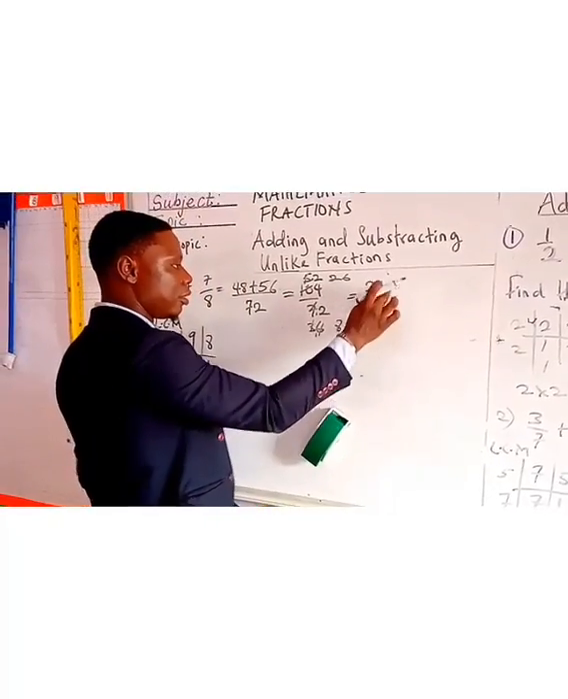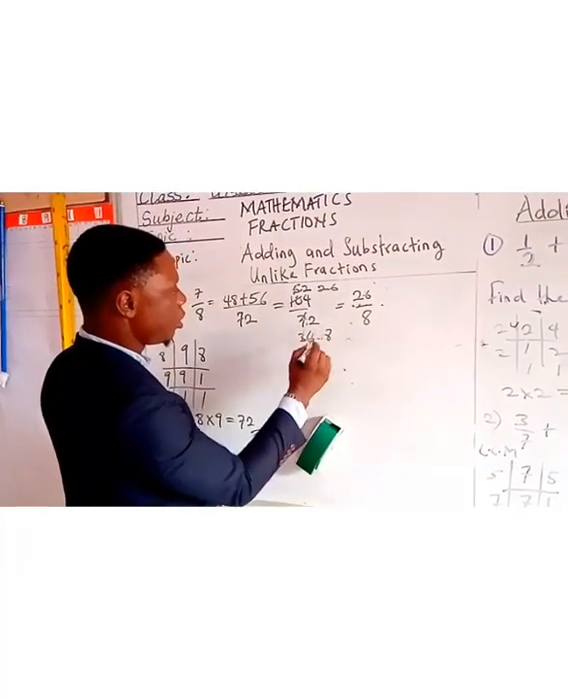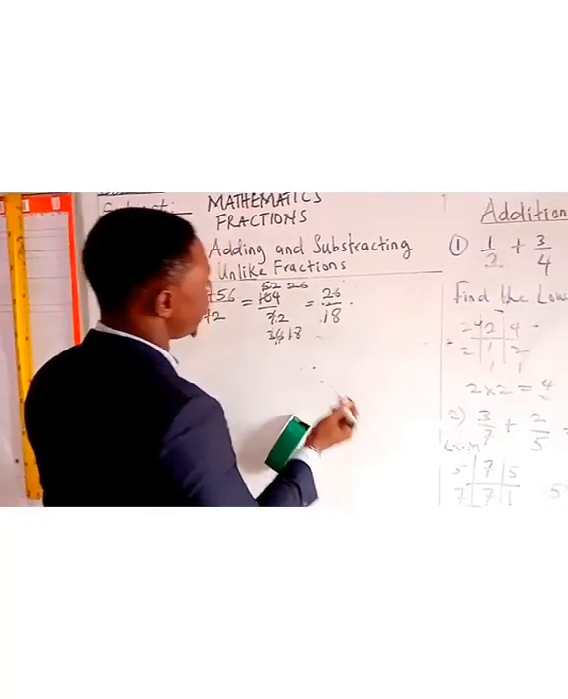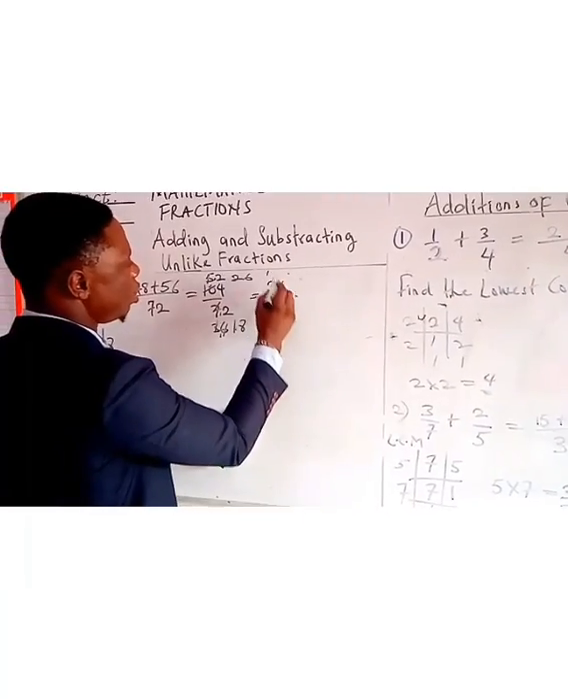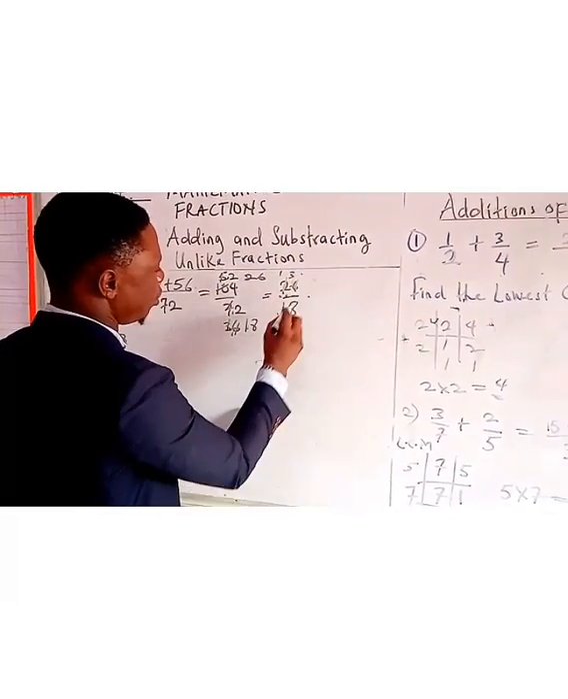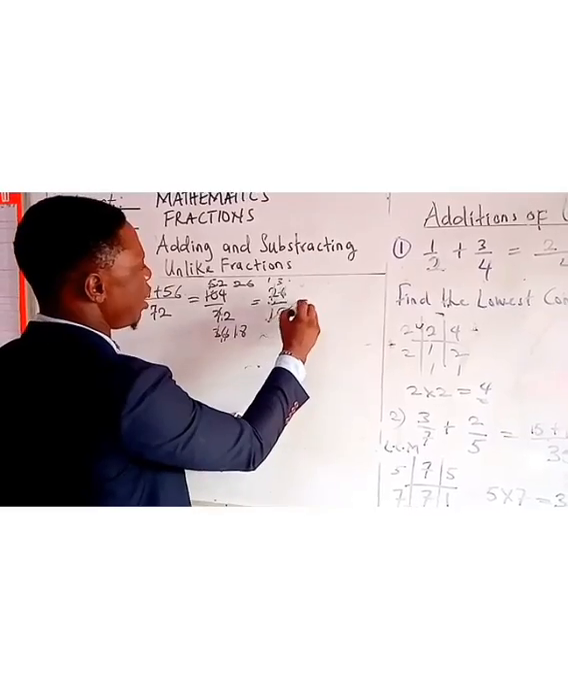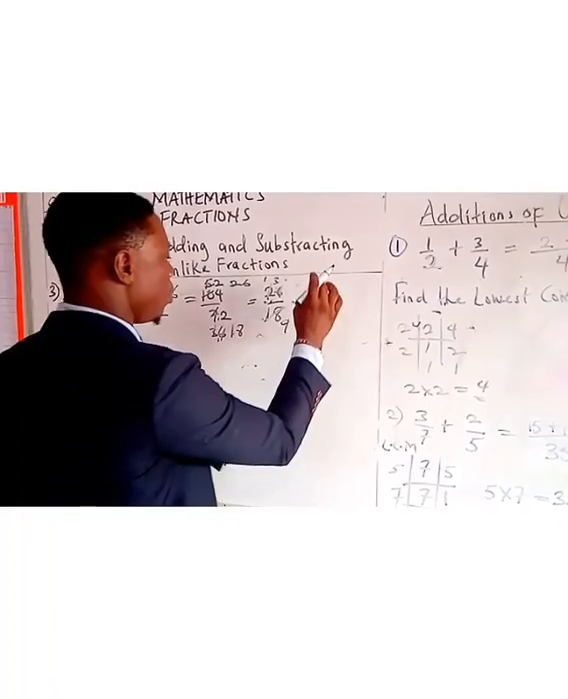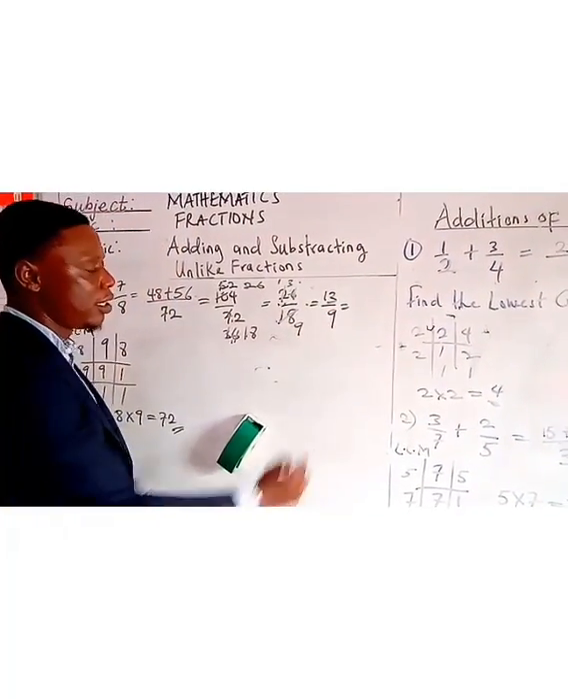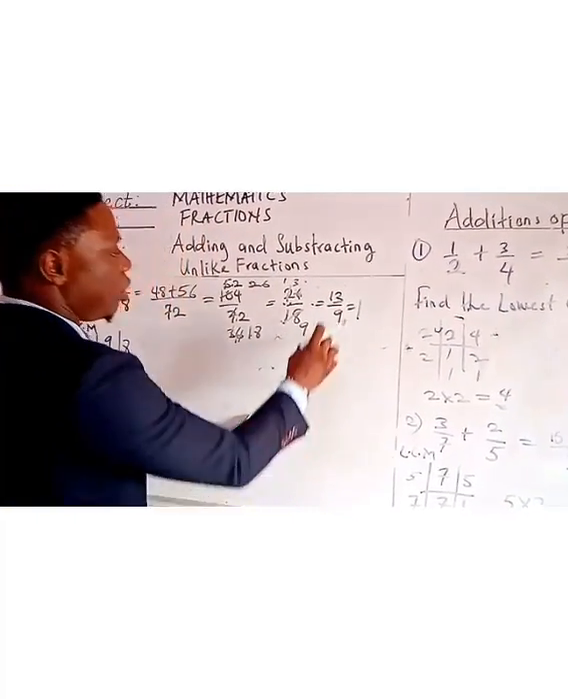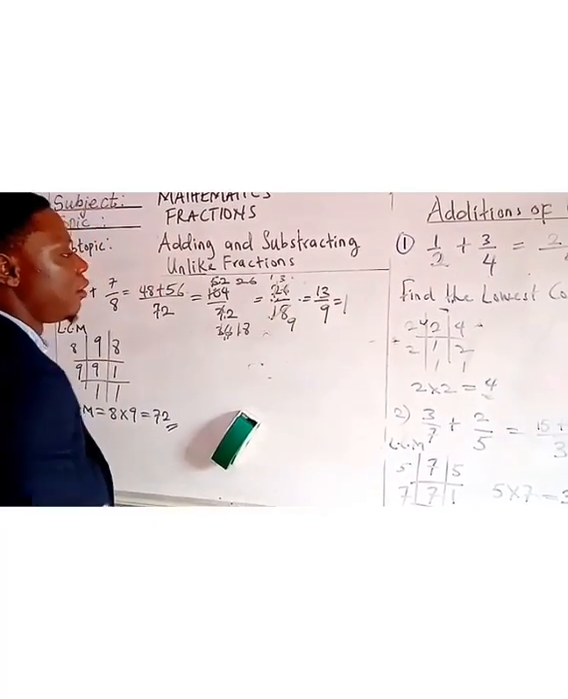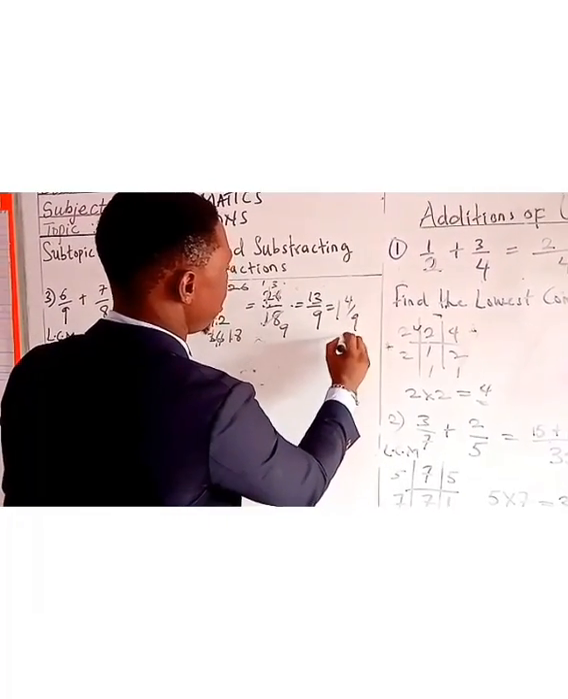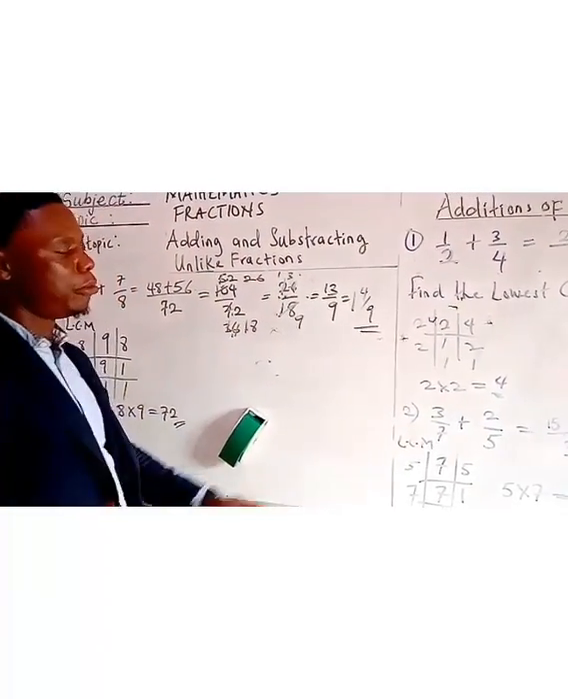We still have even numbers. Over 18, sorry. Over 18. We still have even numbers ending those, so we still divide by 2. 2 in 2, 1. 2 in 6, 3. 2 in 18, 9. So we have 13 over 9. So 9 is small, so we just go straight with 9 and 13. How many times do you have 9 in 13? Just 1. So 13 minus 9 gives us 4. 4 over 9. This is an example of a mixed fraction.